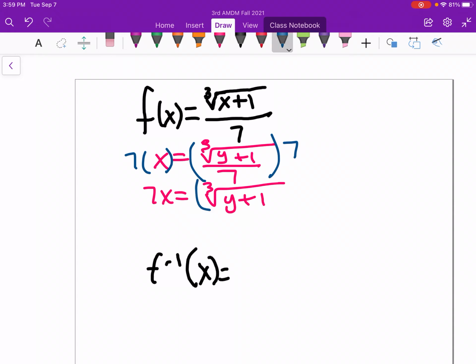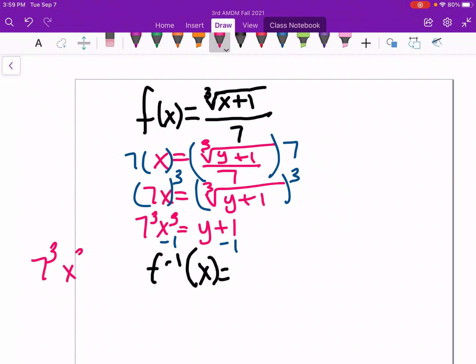Get rid of that cubed root, so I'm going to raise everything to the third power. So I have 7 cubed x cubed equals y plus 1. And then I'm going to subtract 1. Now I can't leave that 7 cubed. I have 7 cubed x cubed minus 1. I have to actually know what 7 cubed is. So 7 cubed is 343. So this is 343x cubed minus 1. So f inverse of x equals 343x cubed minus 1.